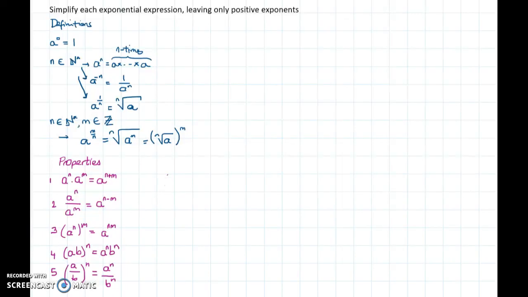We are going to simplify some exponential expressions, aiming to leave only positive exponents. I wrote over here some definitions related to what a to the power of something means, and also some properties that we are going to be using. So I encourage you to stop the video now and check that you are familiar with those definitions and properties that we are going to use.